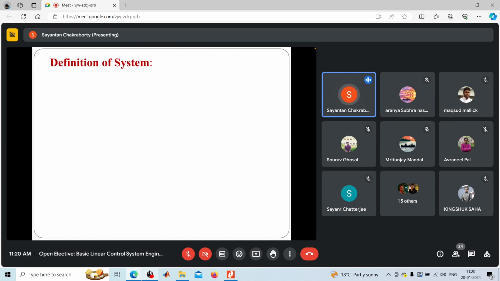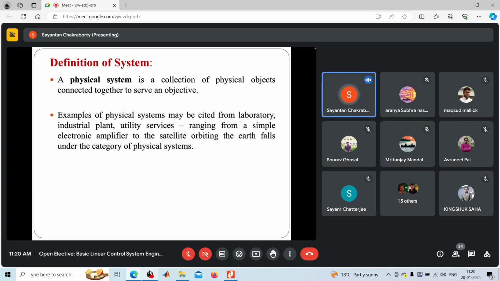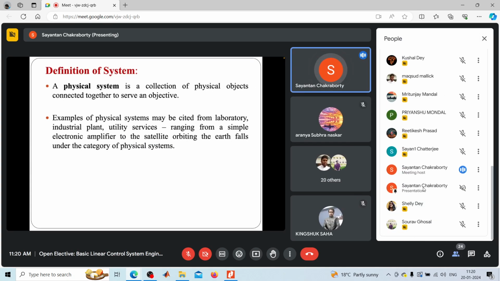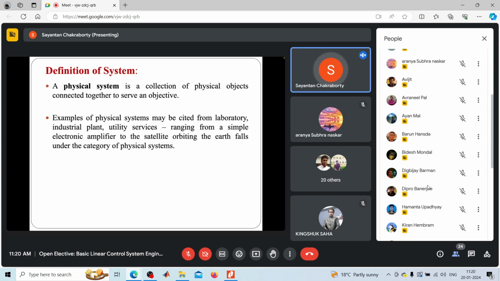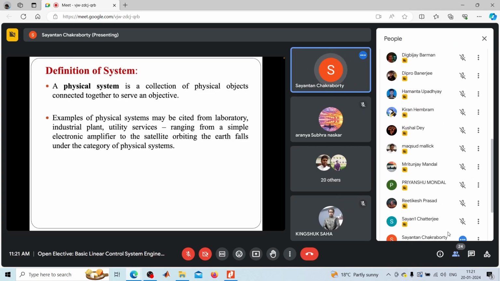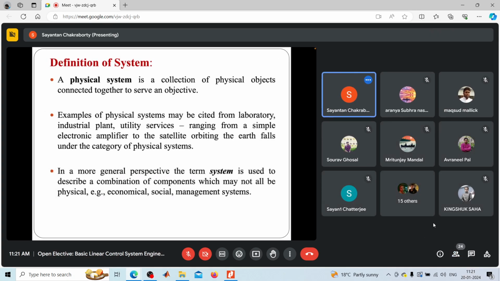Next, in continuation with this, you can say a physical system. Now we are coming back to the physical system, to be very precise. It's a collection of physical objects that we have already discussed in the last class, and its purpose is to solve a particular objective. Now, examples of physical systems I have given already, starting from a very basic electronic amplifier to the satellite. So you can say anything under the sun that you intend to study or use to serve a particular purpose or to achieve a certain goal can be termed as a physical system.